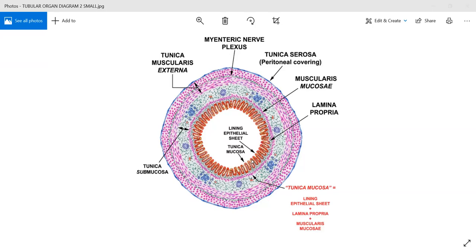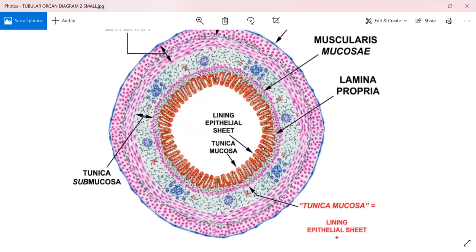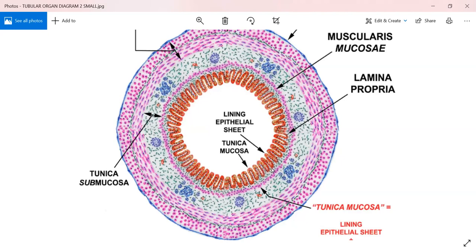After the epithelium, you can see the green part. This green part is the areolar connective tissue with collagen fibers, blood vessels, lymphatics, and scattered lymphocytes and some nerve fibers. And we call it lamina propria. After the lamina propria, we have a very thin layer of longitudinally oriented muscle. Longitudinally oriented means that the muscle's axis is parallel to the axis of our lumen. And this muscle is a smooth muscle, and we call it muscularis mucosa.